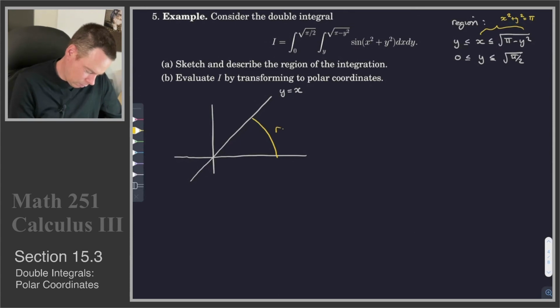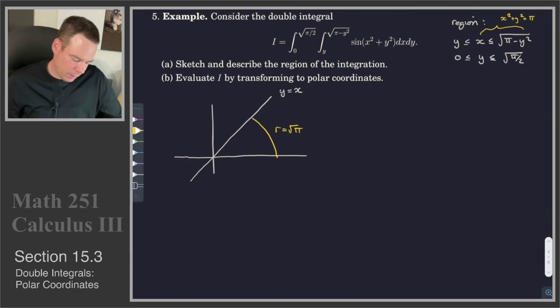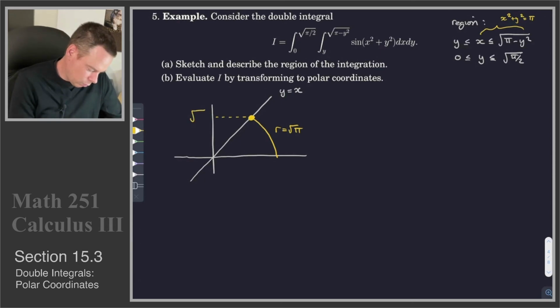So that's r equals root pi. It's a circle of radius root pi. And then we've got the y values range between 0 and root pi by 2. In other words, the value up here, that's when our radius is root pi, or in other words, our y value is root pi by 2.